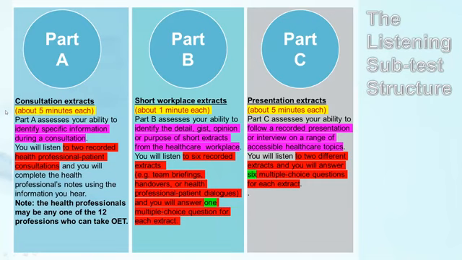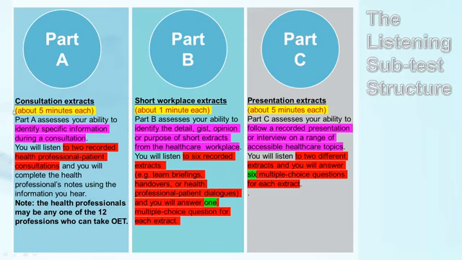While in part B, there are 6 short workplace extracts, about 1 minute each. This part will assess your ability to identify the detail, gist, opinion, or purpose of short extracts from the healthcare workplace, not to identify a certain word. Okay, so be careful here. After that, you will listen to 6 recorded extracts like team briefings, handovers, or health professional-patient dialogues, and you will answer 1 multiple choice question for each extract.